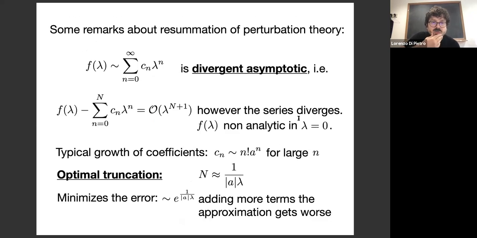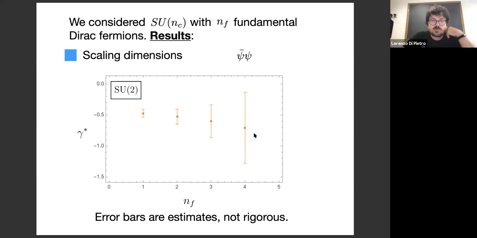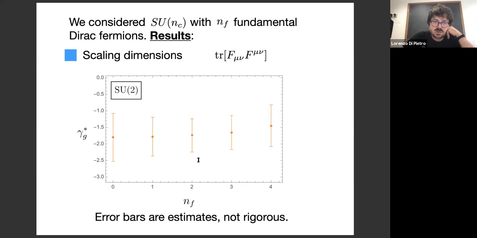So how am I doing with time? Is there any reason why for psi bar psi the error grows with N_f, while for F squared it's pretty stable with N_f? I don't have a very good answer to this. One thing that I can say is that the gauge kinetic term is the only one in which our errors are dominated by the convergence of the reconstruction of the Borel function, while in the other cases they are dominated by our estimate of the non-perturbative error. So that maybe explains why there is a different behavior.